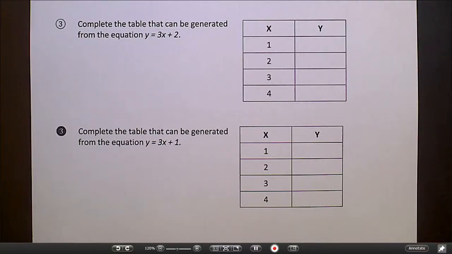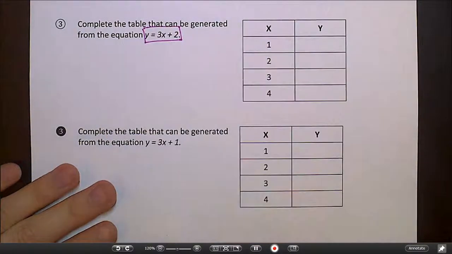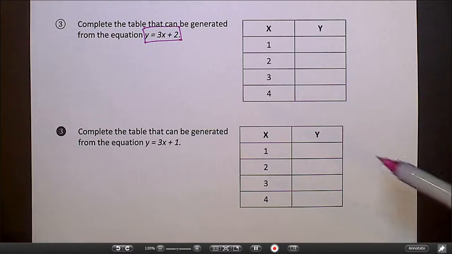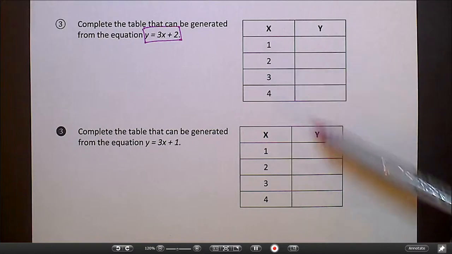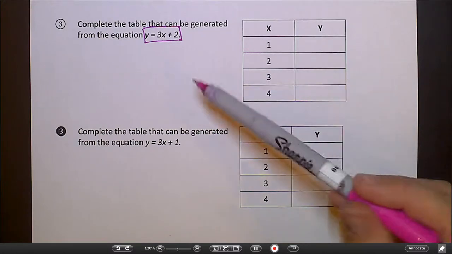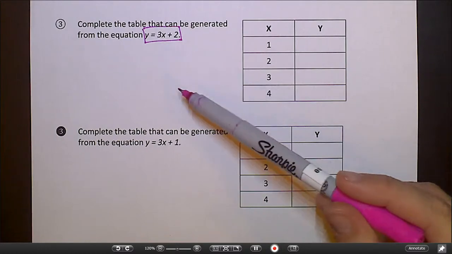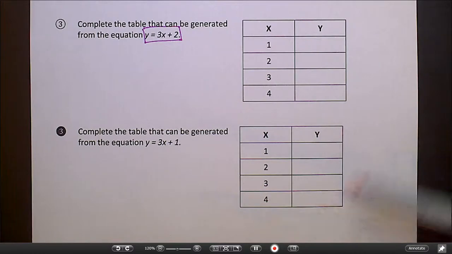Number 3 says to complete the table that can be generated from the equation y equals 3x plus 2. Now on your test, you'll have a question kind of like this, except it's going to give you an equation, and you'll have several tables to choose from, and you have to see which table fits. So if I were you, I would just make my own table, and then find the one that matches. Or you can actually test out each table answer choice, but that may take a little bit longer. Whatever works for you is great though.